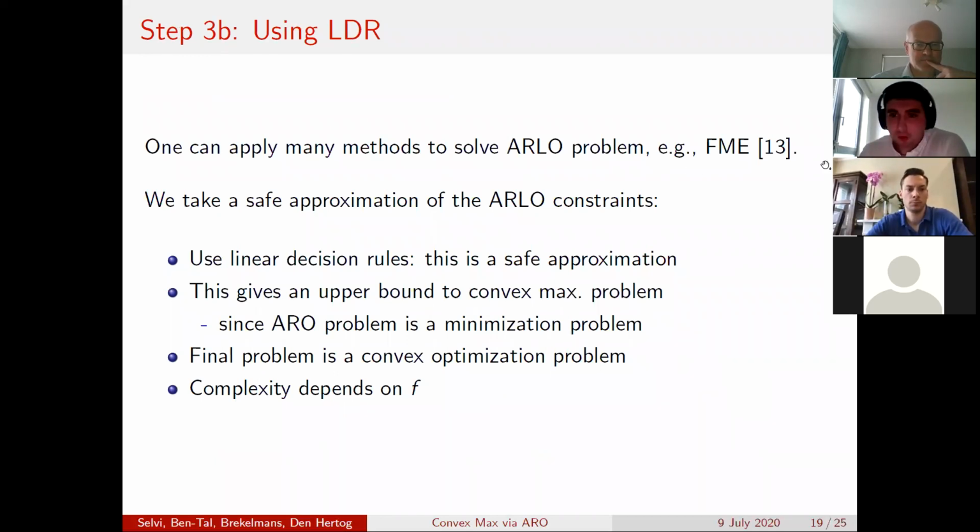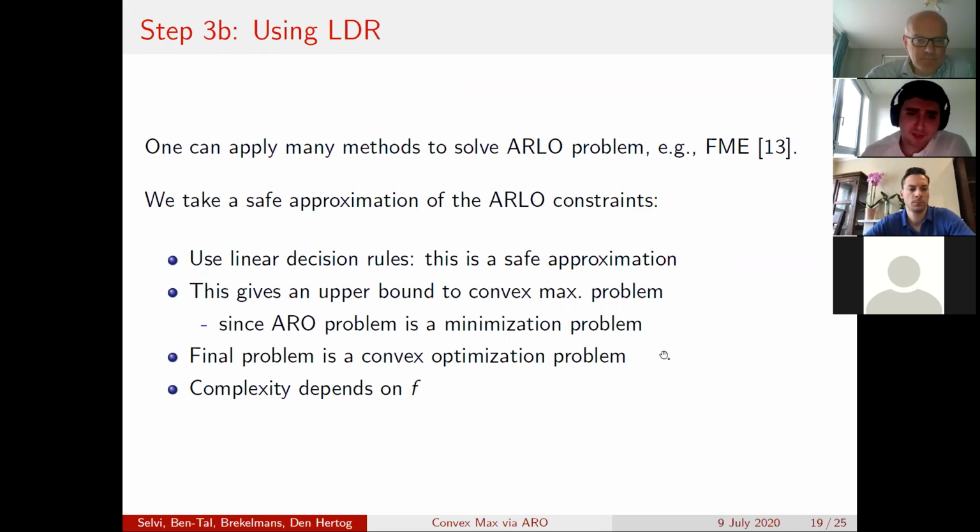One method is the Fourier-Motzkin elimination. With this approach, we can eliminate some or all of the adjustable variables. I implemented this, and it works very well for small size problems. But to be able to approximate large scale problems, we take linear decision rules. By using linear decision rules, we take a safe approximation of the ARO constraints. And because the ARO problem is a minimization problem, taking the safe approximation gives us an upper bound on the original convex maximization problem. And now we show that this upper bound problem is a convex optimization problem.